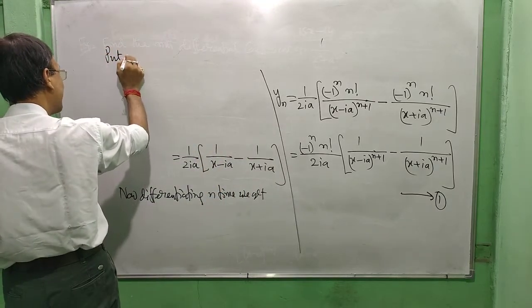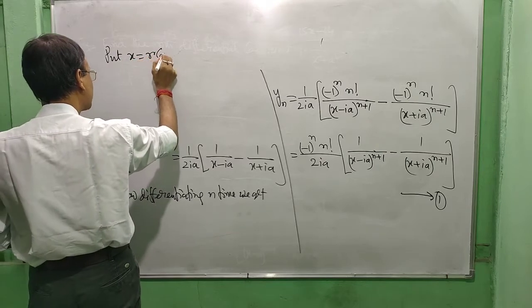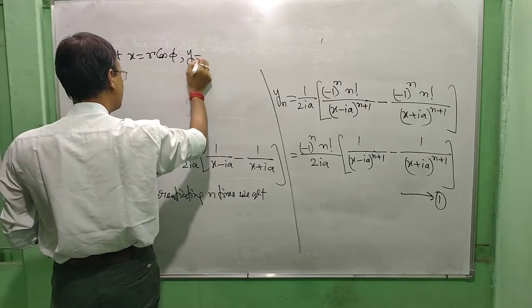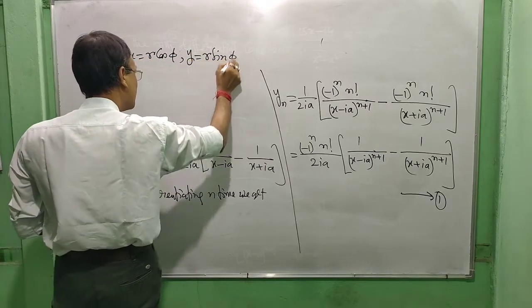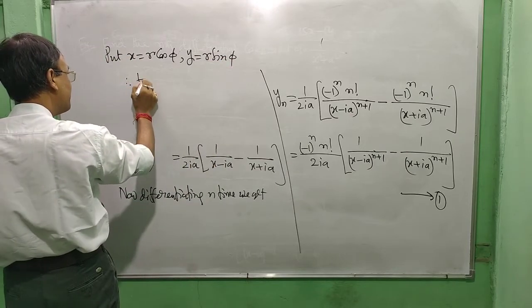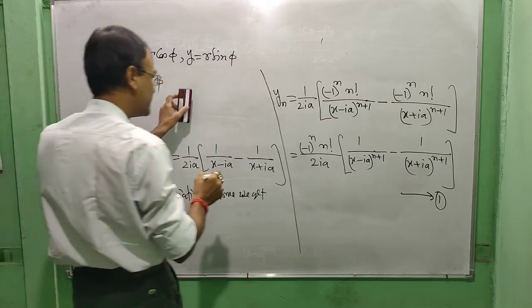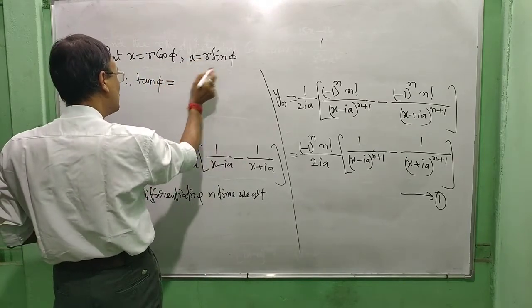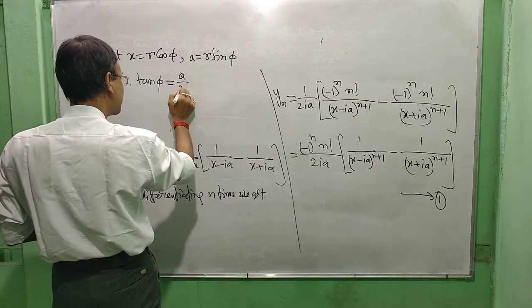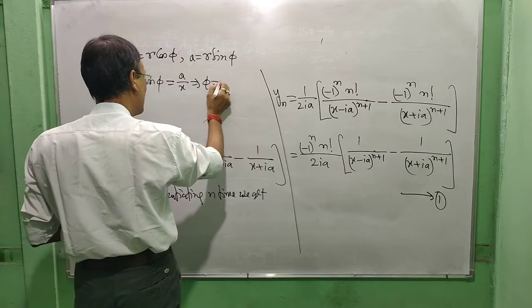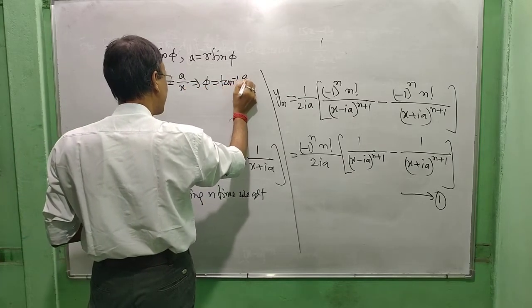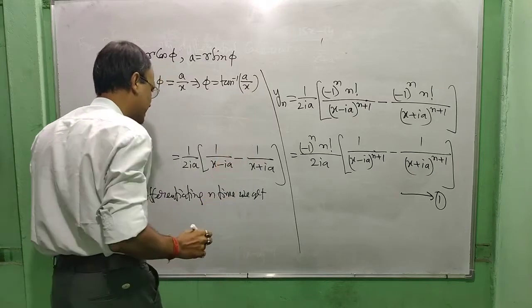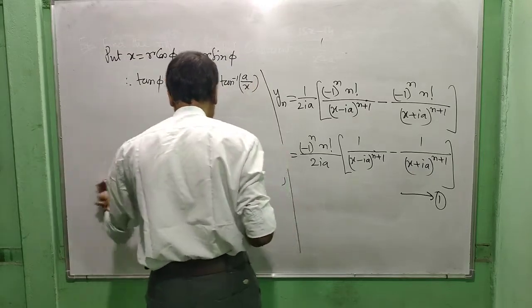Now put x equal to r cos phi, a equal to r sin phi. Therefore tan phi equal to a divided by x. This means phi equal to tan inverse a by x. You will get this one.